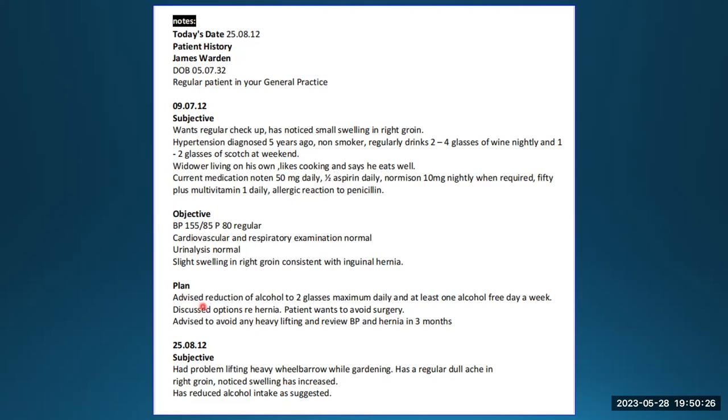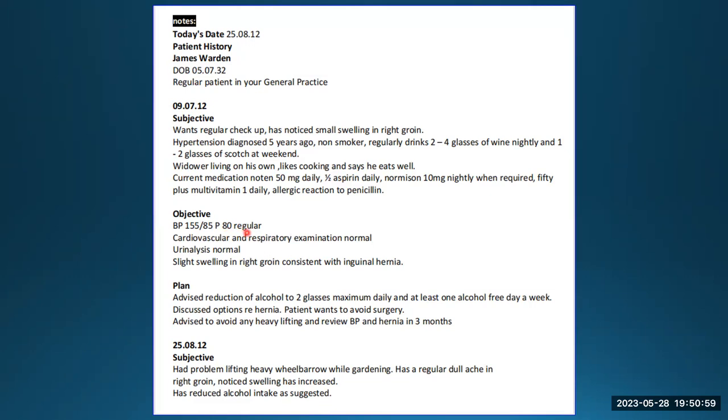Pulse is irrelevant, because it is regular. Pulse 80, this is regular. This is a normal finding. So there is no use of mentioning normal findings, unless there are some special cases where you might mention normal or positive findings. But here you can just generalize.